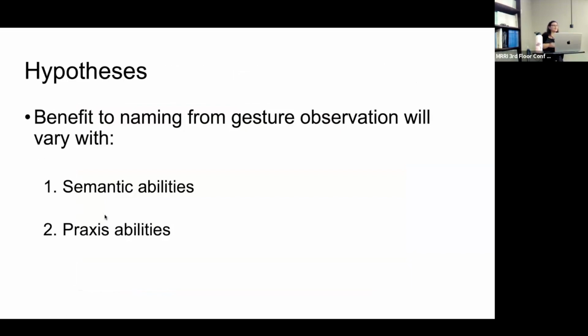And so our hypothesis for the current study, based on the prior literature, is that we expect any observed benefit to naming from this meaningful gesture observation to vary with the individual's semantic abilities and with their praxis abilities, so their ability to perform skilled actions with their hands or gestures. Given the ongoing nature of this study and that the praxis measures require some additional, more skilled coding that requires more training, I'm going to be talking about preliminary data focusing on the semantic ability aspect of our hypotheses for today's talk.